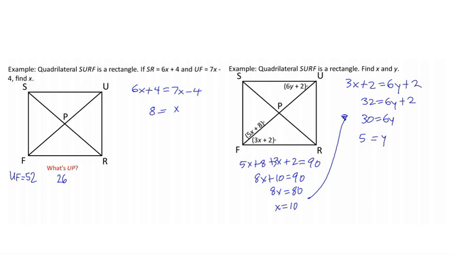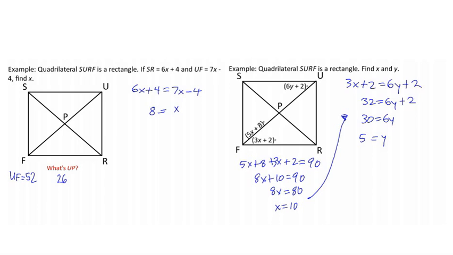I've stated that here, but I ran into a bit of a roadblock because I have 2 different variables. So I go look at these other 2 angles here. Now, again, this is a rectangle. That means this angle is 90 degrees. So I add 5x plus 8 and 3x plus 2 to get 90. Clean it up, that's 8x plus 10. I subtract 10, 8x equals 80, and I divide by 8, so x is 10.